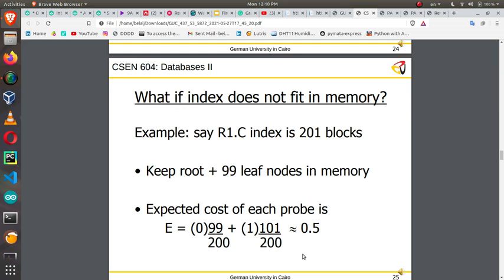So if we hit one of these 99 leaf nodes, it will cost us 0, and the chance that we hit one of these 99 leaf nodes is 99 over 200, like the chance of getting number 1 when you roll a dice, 1 over 6, 1 over all possible options. Okay, and if we hit one of the 101 blocks stored on the disk, it will cost us extra 1 IO, and the chance is 101 over 200.